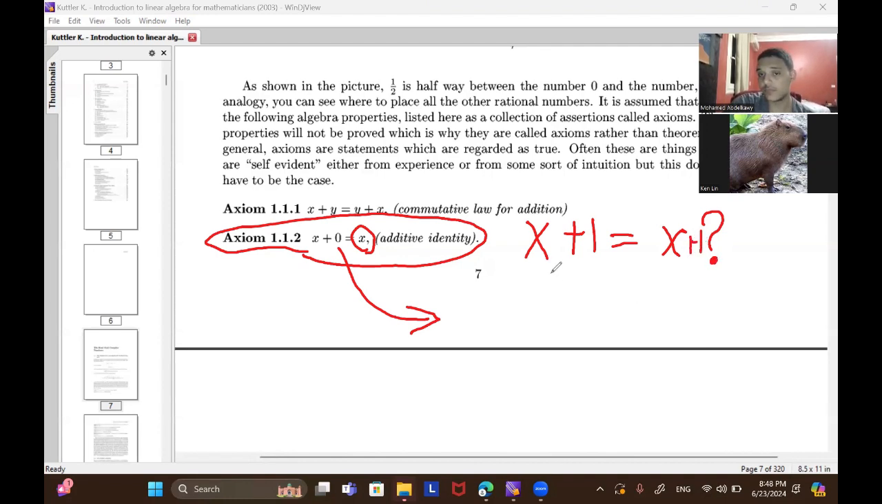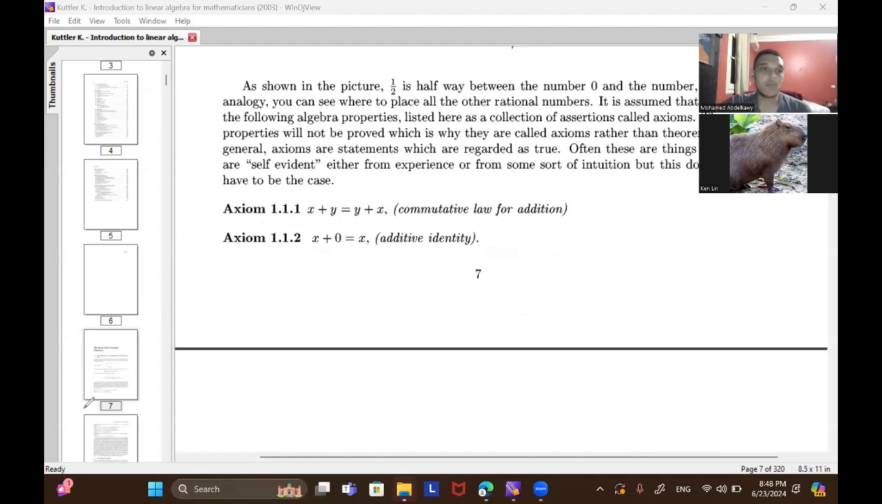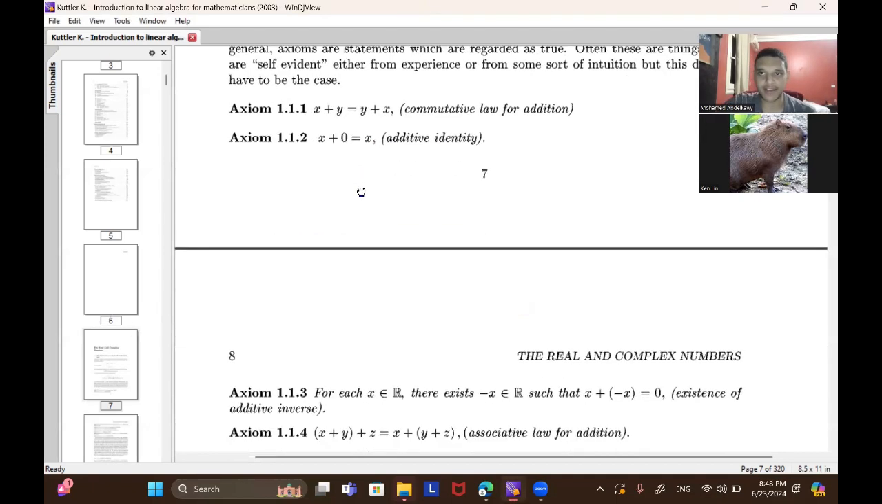But since we're adding something to it, it would be the original value of x, whatever it may be, with an additional one. So it cannot be the same x value. This is basically what we were just doing. So x plus 0 is obviously less than x plus 1, clearly. So this is what the axioms do.